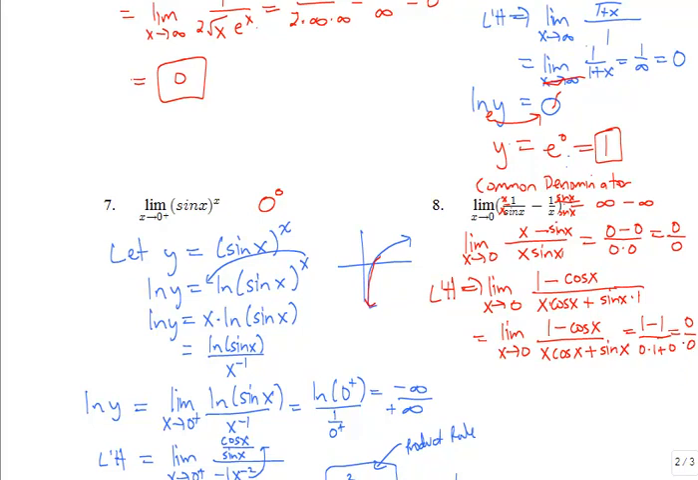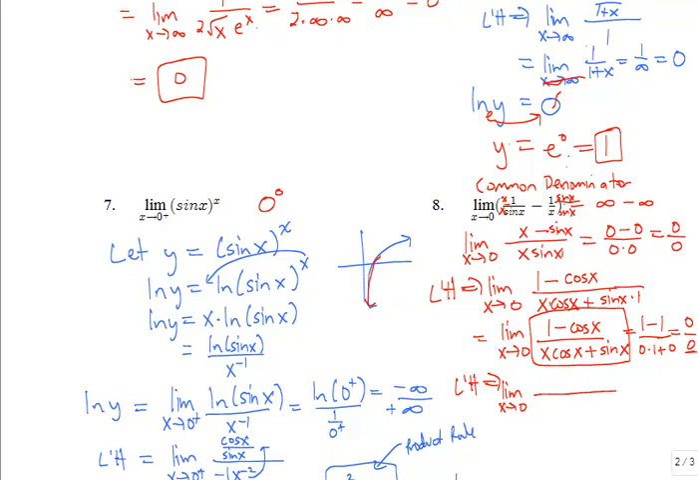So that means we have another indeterminate form, which means we need to use L'Hopital's rule a second time. We still haven't reached something infinite or something finite. We still are indeterminate. So we're going to apply L'Hopital's rule again to this expression right here.